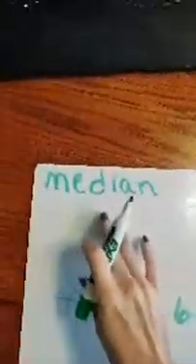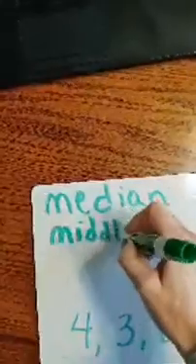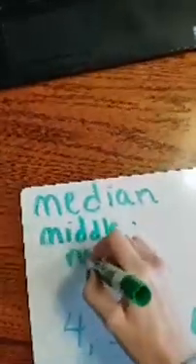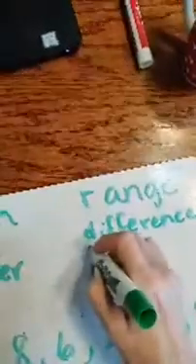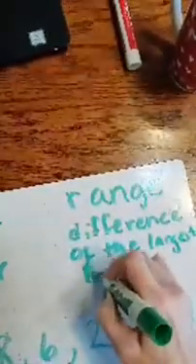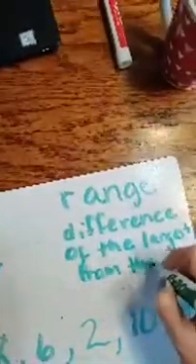Okay, so I said we're going to talk about median, and median is going to be our middle number. Okay? And we're also going to talk about the range, which is the difference of the largest from the smallest. Okay, so now let's start with these.